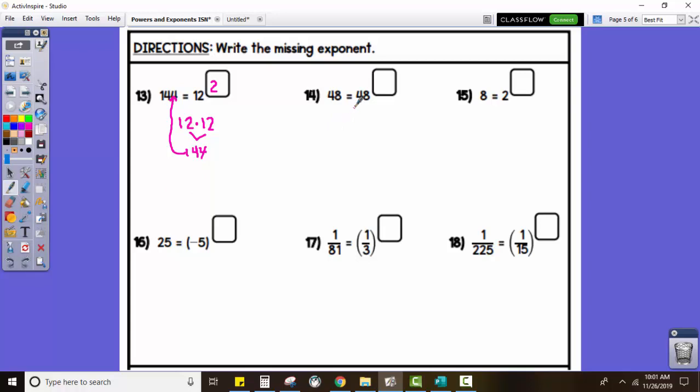Okay, number 14. 48, how many times for my exponent equals 48? This one's an easy one because I know if I just take 48, I already have the value. So that would be 48 to the first power because I only had it once.